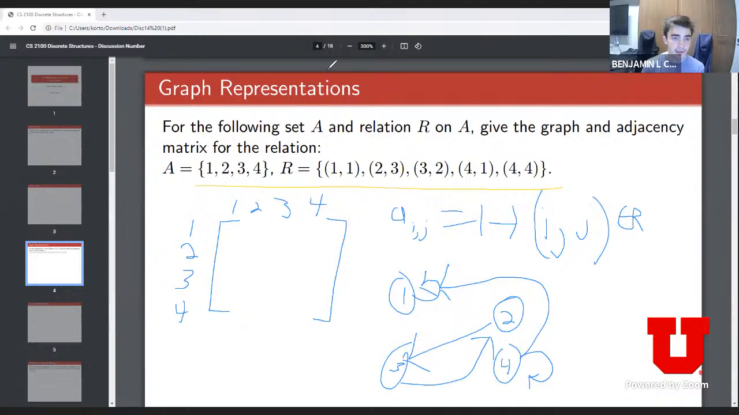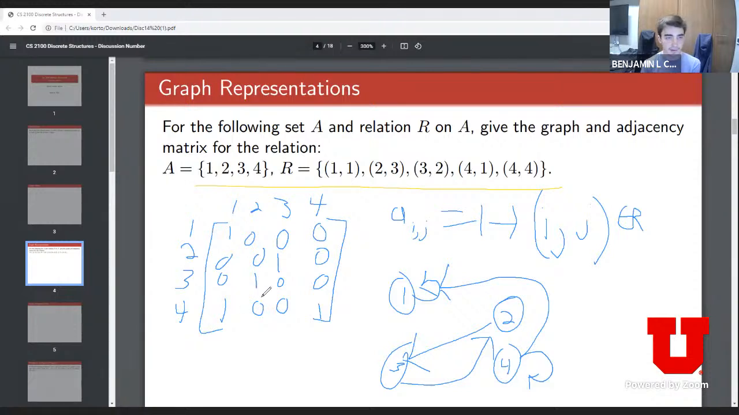So how do we fill in the adjacency matrix? Well, it's a 1 if there's an edge from whatever's in this column to whatever's in this top row, right? So 1 only relates to itself. 2 relates to 3. 3 relates to only 2. And then 4 relates to itself, and then it also actually relates to 1 as well. So now we have an adjacency matrix representing our graph.